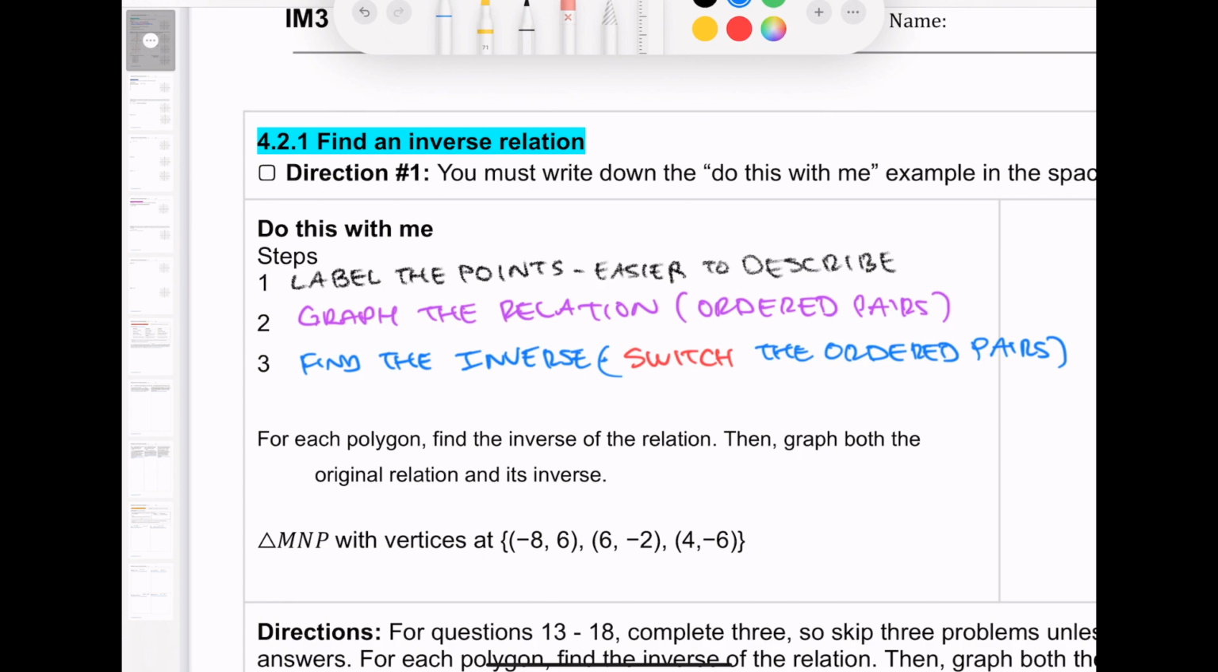Here's our example. For each polygon, find the inverse of the relation. So you're given lots of things, you can number them. So we have to find the inverse. After we do that, it tells me to graph the original relation. And then number 3, graph the inverse. Graph the inverse, okay?